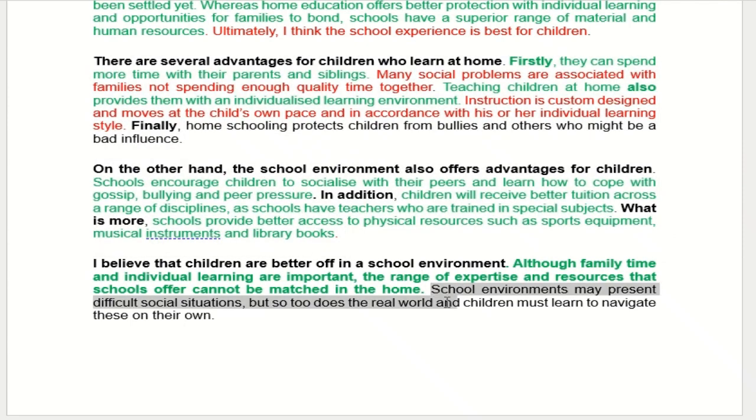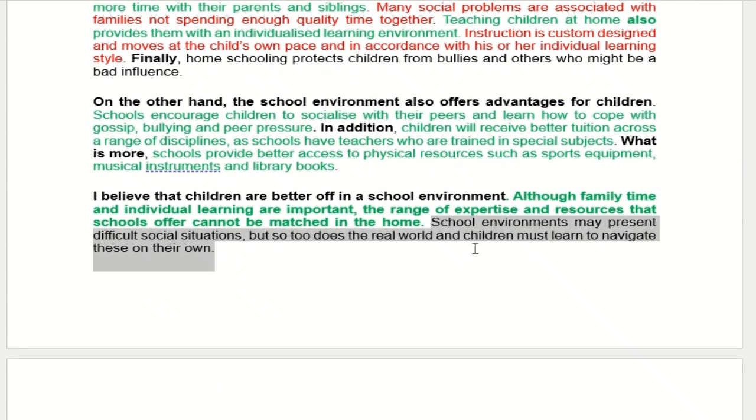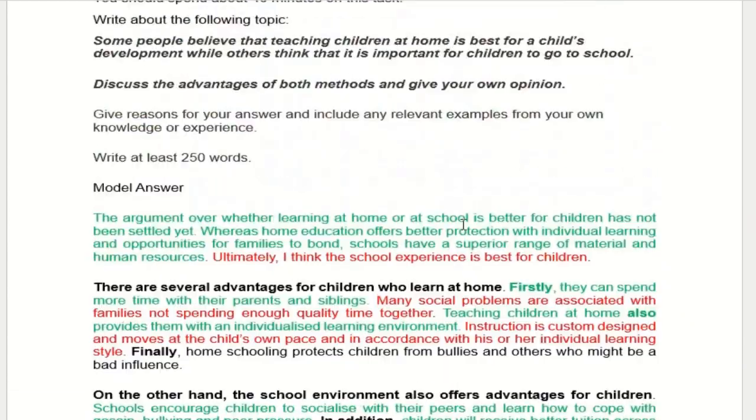And finally, you can make a statement that evaluates what you have observed. This final sentence is an evaluation of both sides of the topic, the advantages of schooling at home and the advantages of schooling at school. It says school environment may present difficult situations, but so too does the real world, and children must learn to navigate these on their own. All right, so this is the final sentence that reaffirms the position that the essay makes from the very beginning.